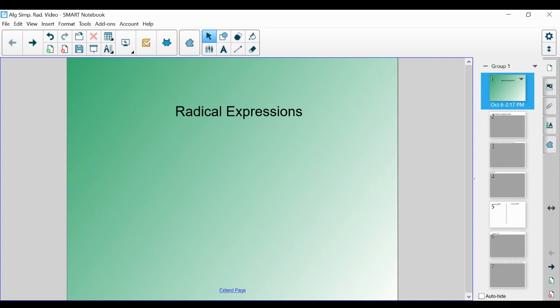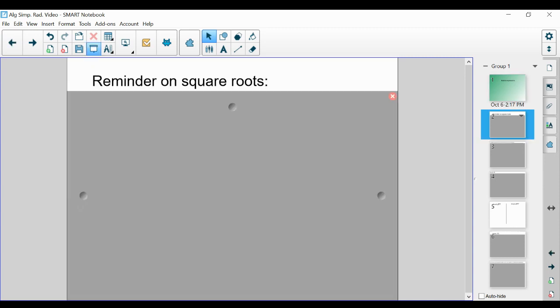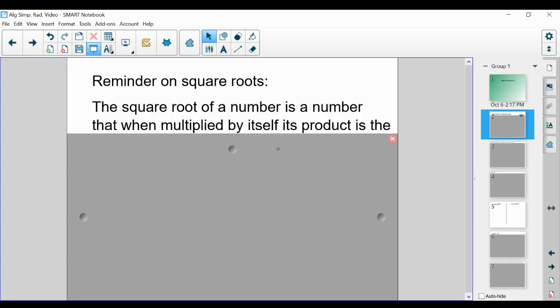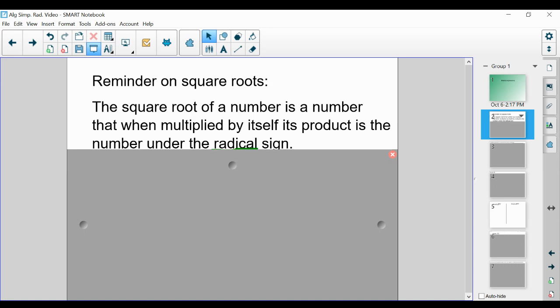With that, now that you're here, let's just quickly review what it means to be a square root, because this is all about square roots. So a quick reminder on square roots is that the square root of a number is a number that when multiplied by itself, its product is the number under the radical sign. And that's a pretty informal definition of a square root.